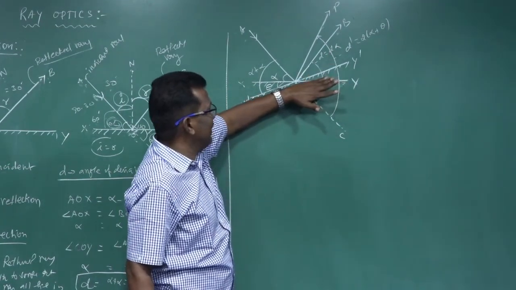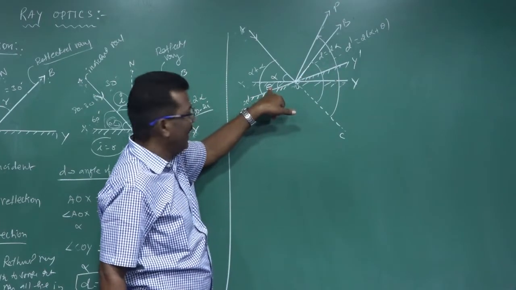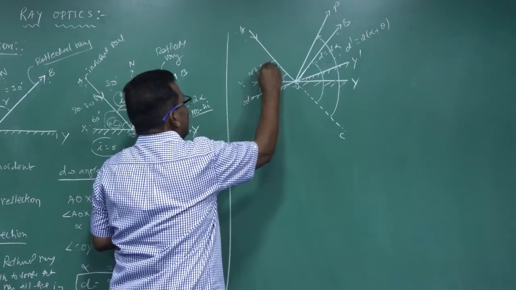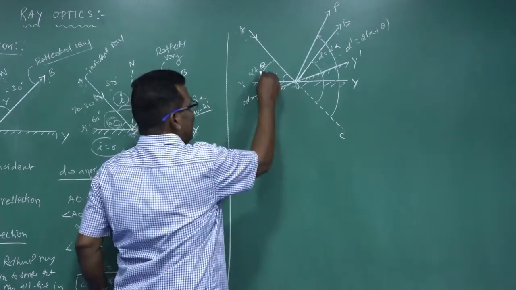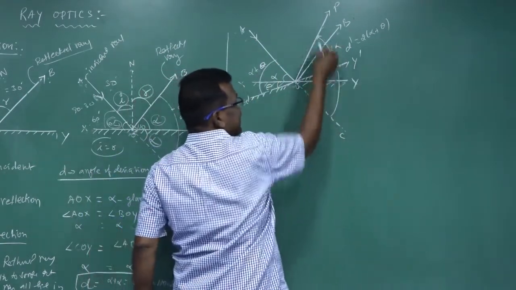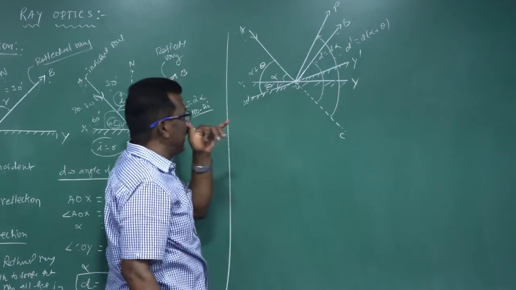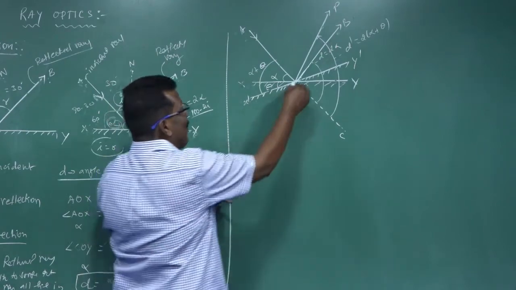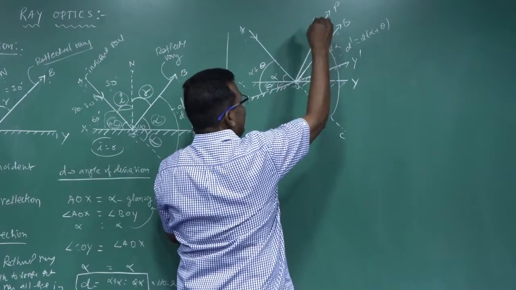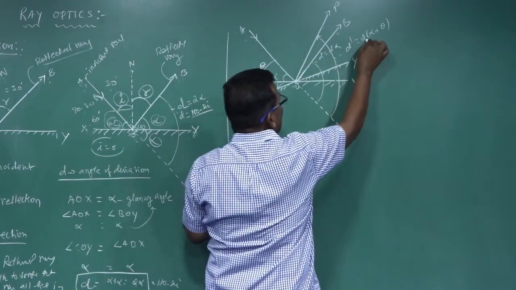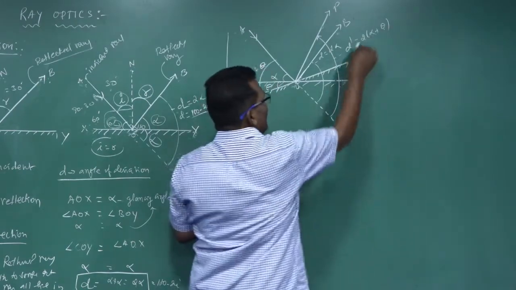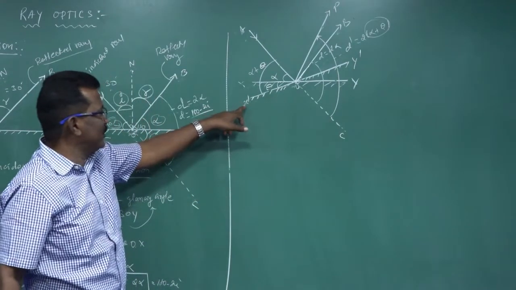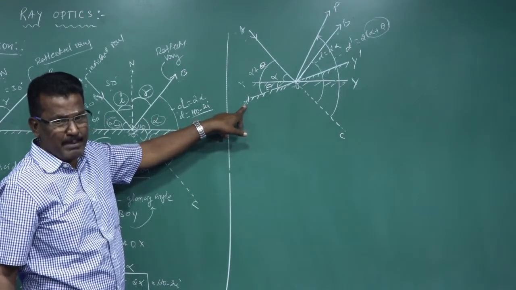If the position of the plane mirror changes by angle theta, now the glancing angle becomes alpha plus theta. Now the new deviation, if the plane mirror changes to X prime Y prime, the new angle of deviation is 2 into alpha plus theta. We know that it is twice the glancing angle. Alpha plus theta is the glancing angle when the position is X prime Y prime.